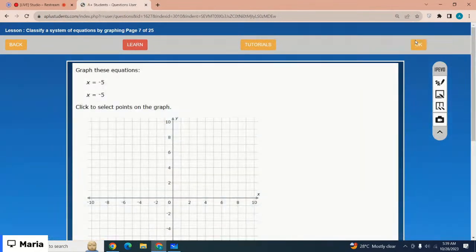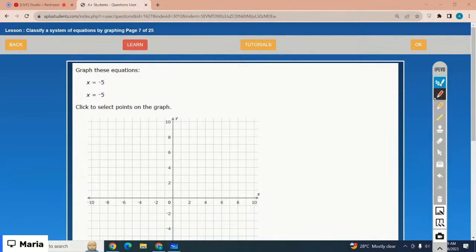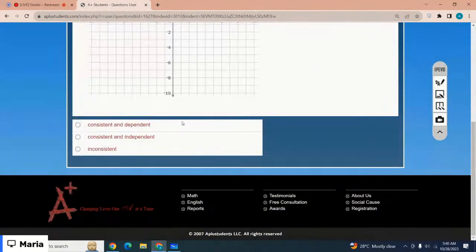Okay, the next one is x equals -5 and x equals -5, right? They both are identical. The graphs look like this. That is one graph on the same line. So when the equations are the same, they have infinitely many solutions, right? Because you have one line, and the other line is on the same line. So the system is consistent and dependent, right? In case both the equations are the same, that is consistent and dependent. Got it?